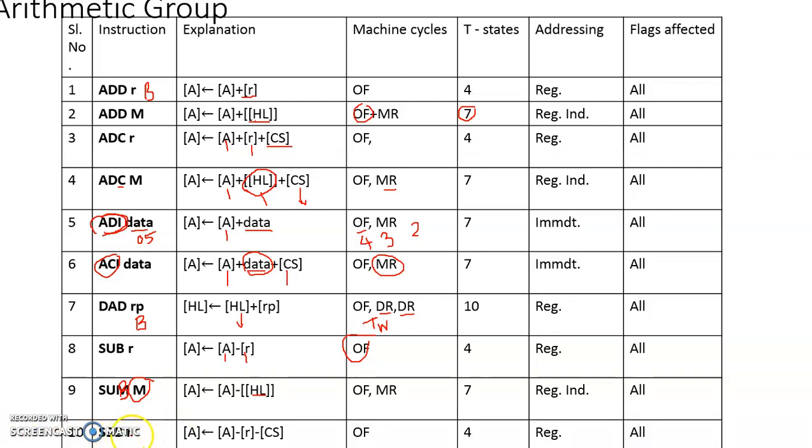Now this is an instruction asking the processor to subtract the content of the register whose symbol is mentioned, and the content of the carry status flag that might have been generated in the very earlier step of a program, from the content of the accumulator and place the result in the accumulator.